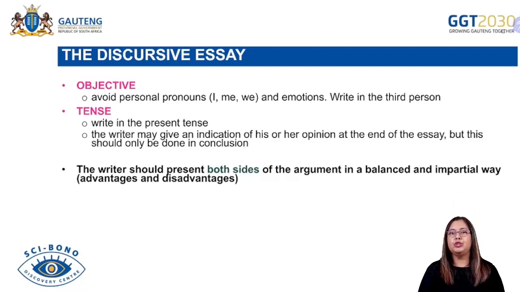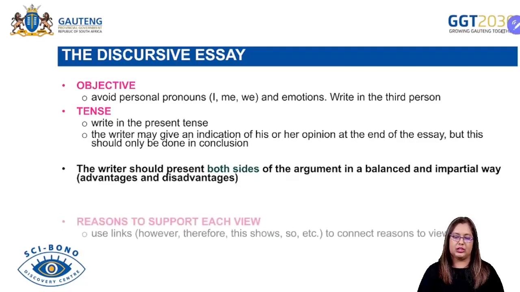Please note, you should present both sides of the argument in a balanced way. So we can't lean to one side of the coin. It has to be balanced consistently throughout the essay. Because if you then lean to the one side only, then it should effectively have been an argumentative essay and not the discursive essay. All right? Let's go on a little bit further with this discussion.